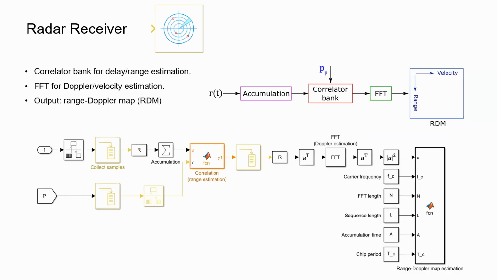The radar receiver architecture is depicted in this diagram. It uses the correlator bank for delay and range estimation, while the Doppler and velocity are determined by FFT. The radar receiver finally produces a range-Doppler map as the result.